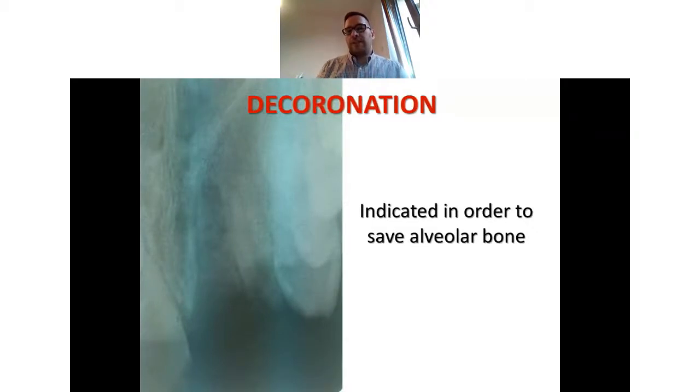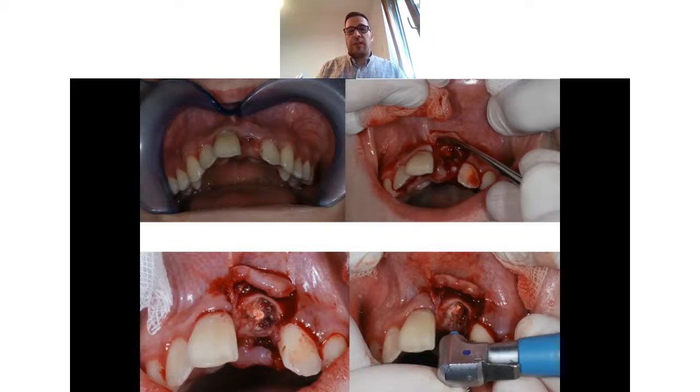Decoronation is something that is quite known in oral surgery, and they do it for many reasons. There are certain indications and certain contraindications where you're not supposed to do it. But still, in pediatric dentistry, it is indicated in order to save the bone. How is it done? You approach the root. When you approach the root of the tooth, we're supposed to take out everything that is inside of the root canal.